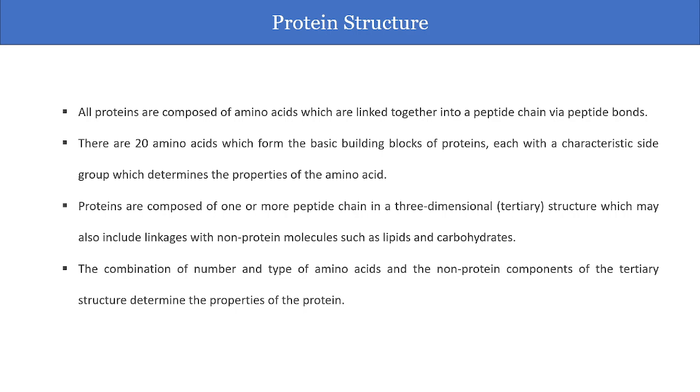Protein forms different structures: the primary structure, secondary structure, tertiary structure, and finally the quaternary structure. Then comes the concept of protein macromolecule interaction, which also includes non-protein molecules like lipids, carbohydrates, sometimes also proteins, and even small molecules or ligands. The combination of the number and type of amino acids and the non-protein component of the tertiary structure determines the properties of the proteins.